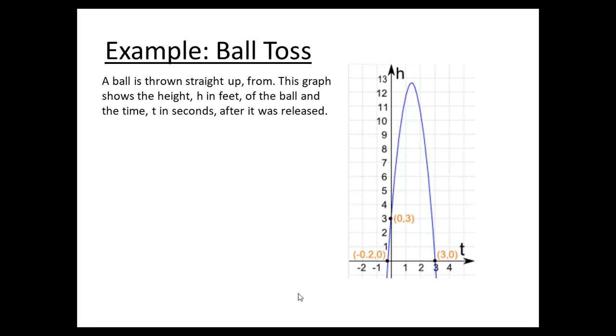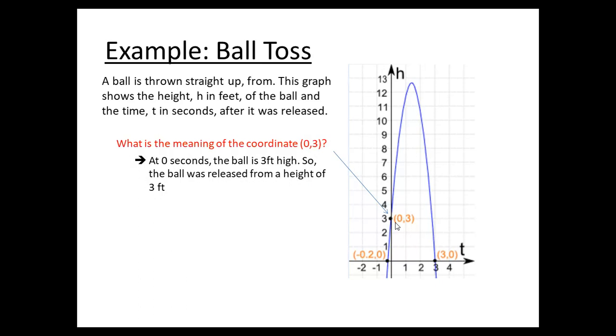Let's look at another example. We have a ball toss here. A ball is thrown straight up. The graph shows the height, h in feet, of the ball and the time, t seconds, after it was released. Now let's look at each coordinate. What's the meaning of the coordinate (0, 3)? So that tells us at 0 seconds, the ball is 3 feet high. So that means the ball was released from a height of 3 feet.